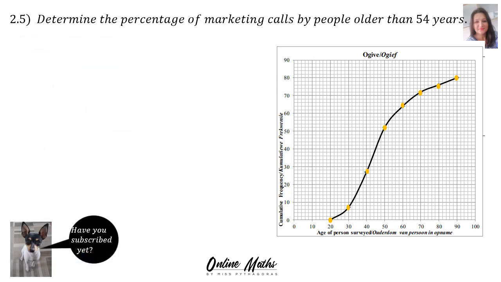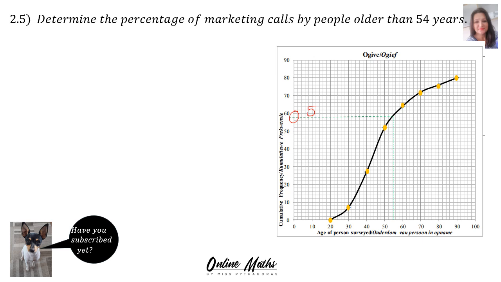Question 2.5. Determine the percentage of marketing calls by people older than 54 years. Now, how you go about doing this question is you go on the x-axis to the age of the person surveyed. And then you go to 54 and you draw a line up to your ogive. And then from your ogive to the left-hand side, you read off the value on the y-axis. Now the answer is 58 on the cumulative frequency.